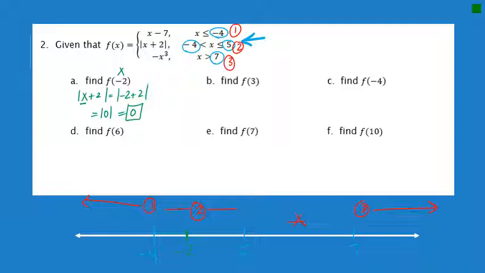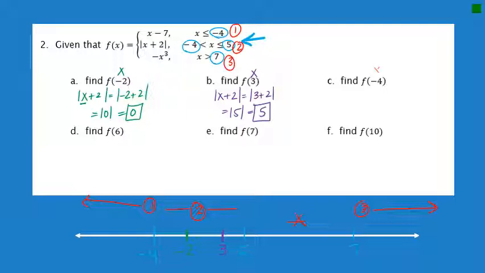For part B, I'm looking for f of 3. So I'm going to figure out where the x value 3 would fall, and it actually also falls in section 2. So I'm going to take the function from section 2, which was the absolute value of x plus 2, and I'm going to plug in 3 for x. So I end up with the absolute value of 5, which is just 5.